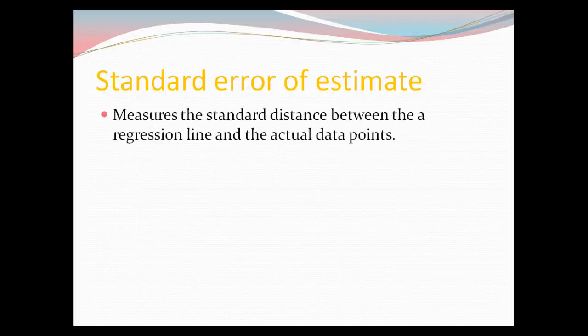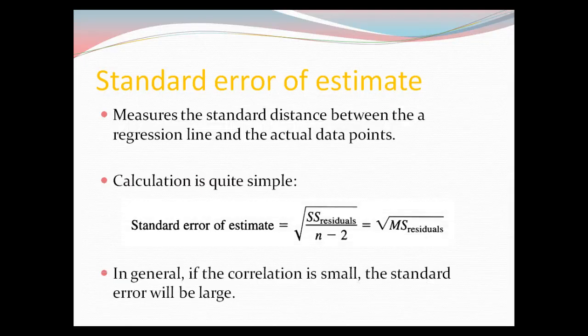Then we also need to be cognizant of the standard error of the estimate, which measures the standard deviation between a regression line and the data points. The calculation for this is simple. It's the square root of the sum of squares of the residuals divided by n minus 2, or conversely stated, it's the square root of the mean square residuals. In general, if the correlation is small, the standard error will be large.